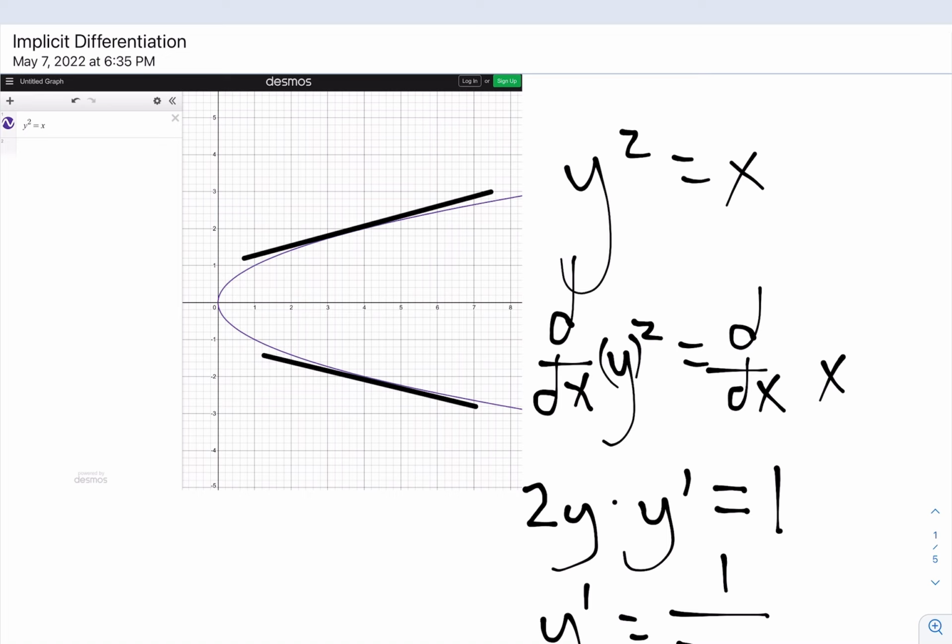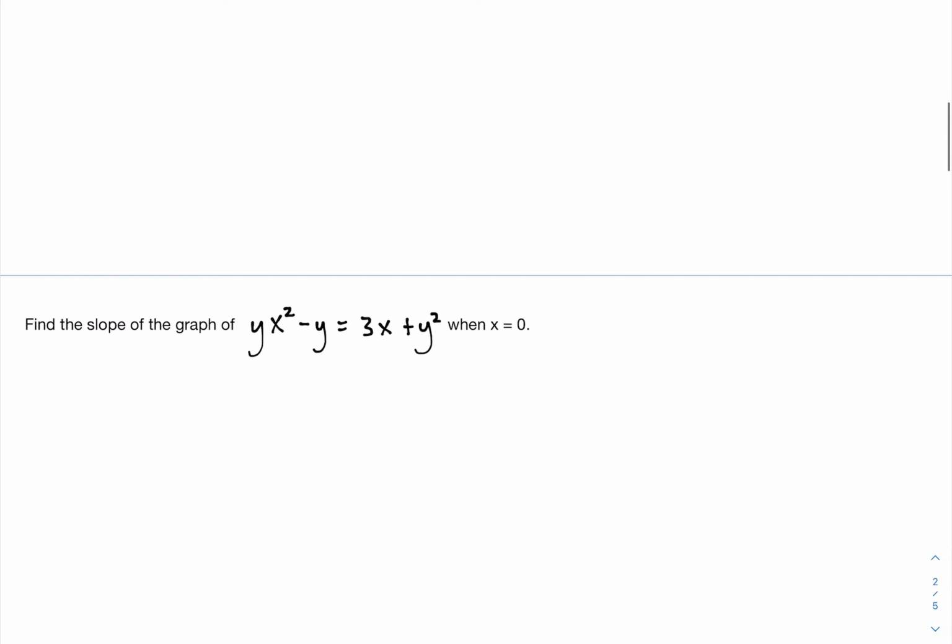That's what implicit differentiation is: taking something that's not a function, or taking something with y's and x's everywhere, and figuring out what y prime is.